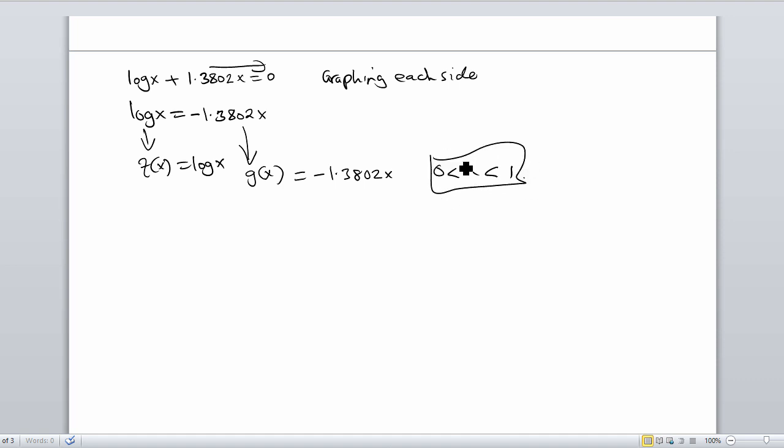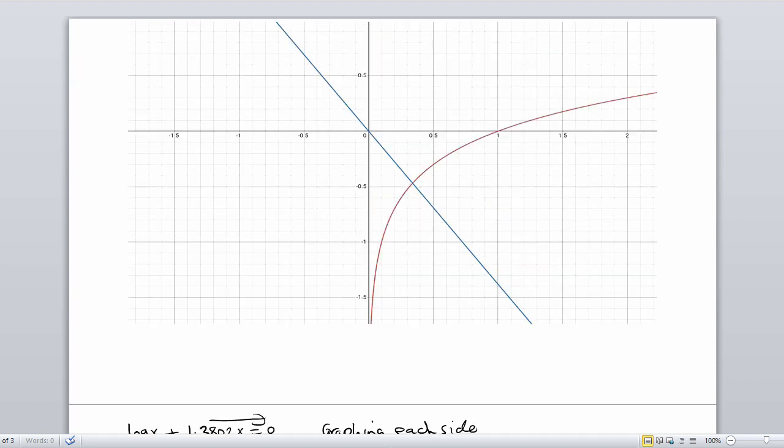Now here is how the graph looks. You can see we have two graphs. Now this curve here is the graph for log x, or f of x, and then g of x is this straight line. Now the value of x, you read the value of x where the two curves intersect each other. So the two curves intersect each other at this point here.